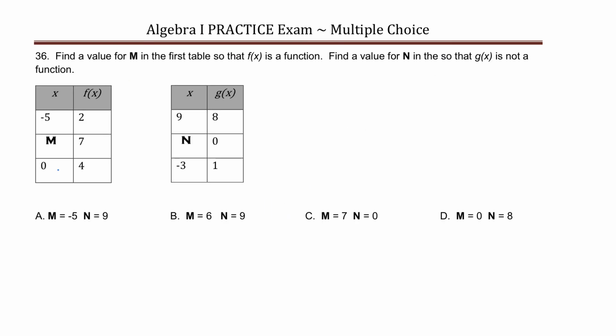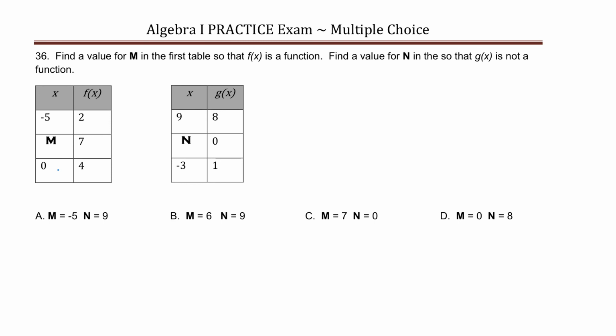All right, that brings us to our last question on the multiple choice here. So find a value for m in the first table so that f of x is a function. Find a value for n in the second table, should say second table there, so that g of x is not a function. So we're going to find a number for m that would make f of x a function, but a number for n that would make g of x not a function.